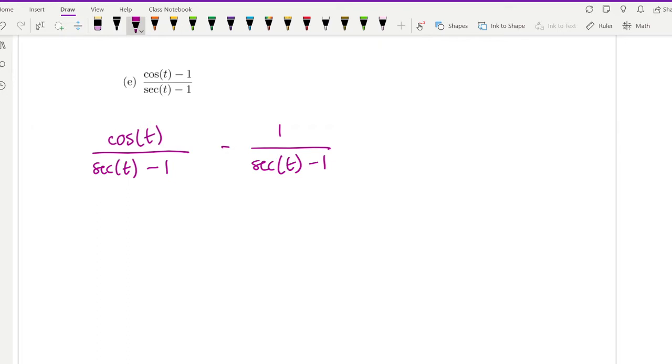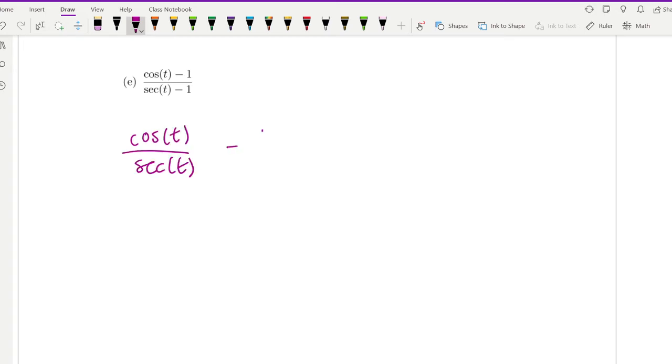I'm sure you could eventually get to the right answer doing it this way, but the next step you would end up taking going this way is kind of the same as the next step you would take without breaking it up. So I don't think breaking it up really would help. But again, what you can't do is, for example, break this into cosine of t over secant of t minus 1 over 1. That's just not how fractions work, right?